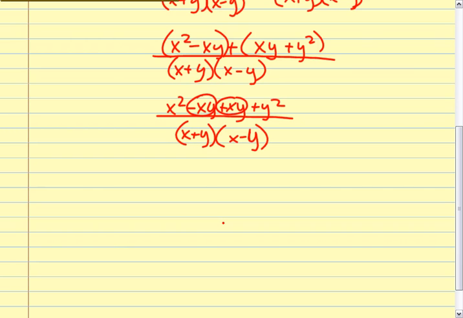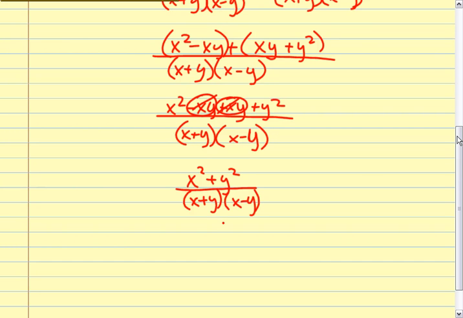These two things just cancel out. That leaves me with x squared plus y squared over x plus y times x minus y. Max, am I done? No. What do I have to do here? No, I'm going to leave these two things factored. What I want to do is factor the top to see if there's anything I can cancel. All right. Well, help me factor the top, Max.